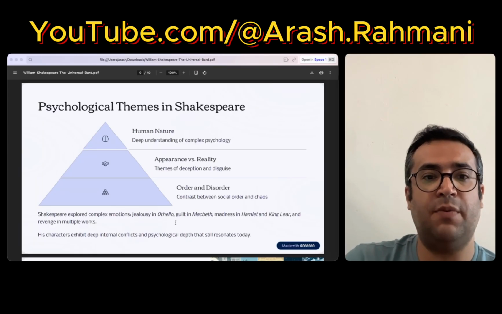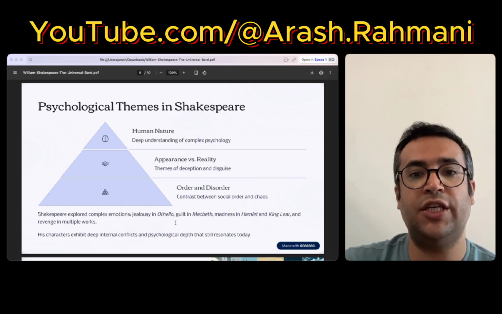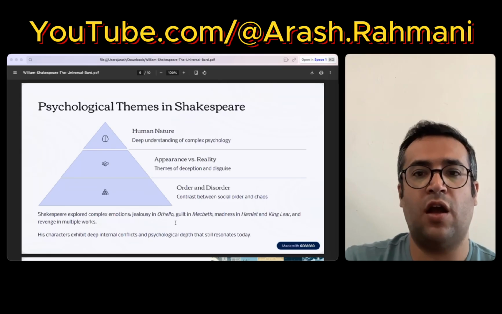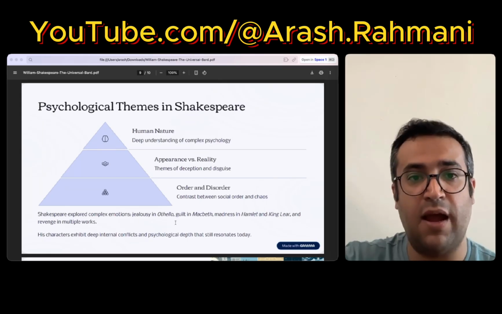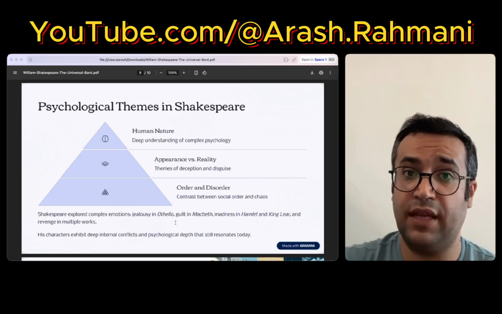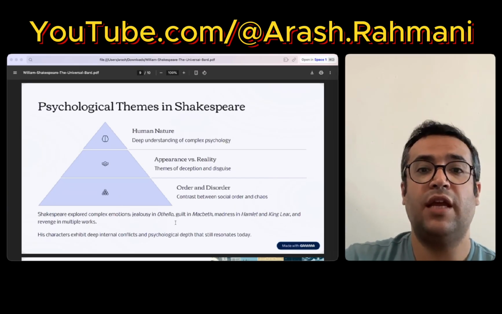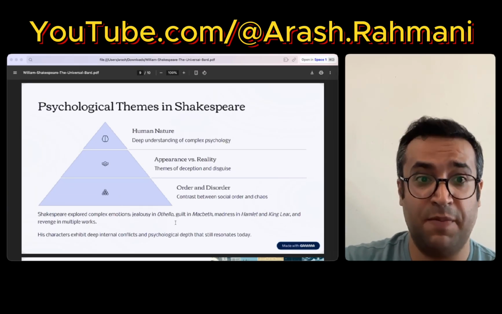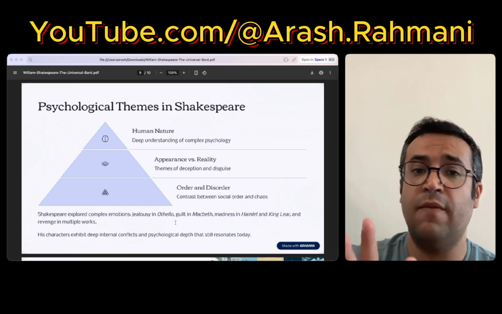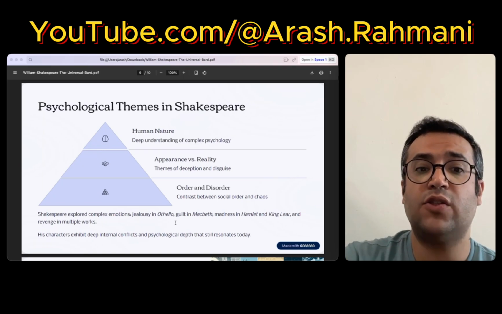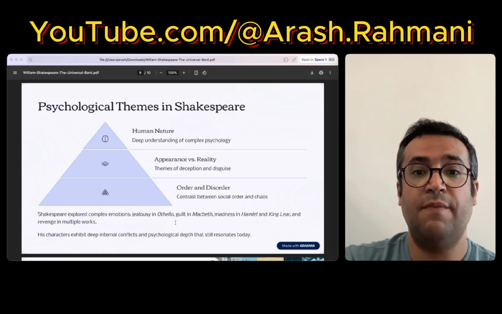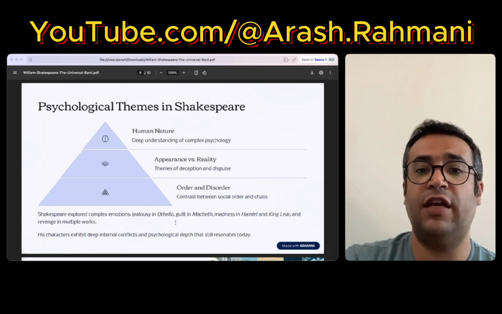Now, Shakespeare had a deep understanding of human psychology, which, of course, is very clear in how he explored complex emotions and states of mind. He wrote masterfully about jealousy in the play Othello. He wrote about guilt in Macbeth. He wrote about madness in Hamlet and King Lear, all of them tragedies. He also wrote about revenge in Hamlet and Titus Andronicus. He also wrote about grief and joy.